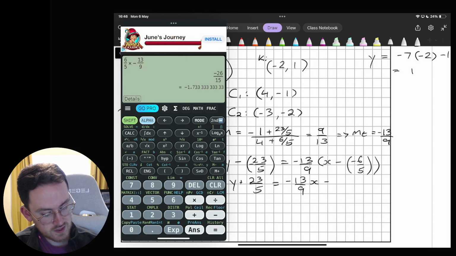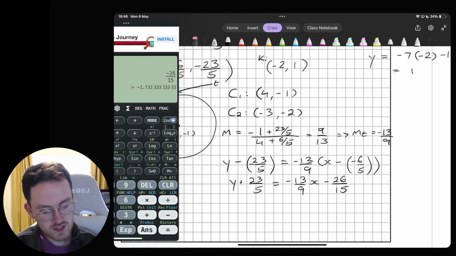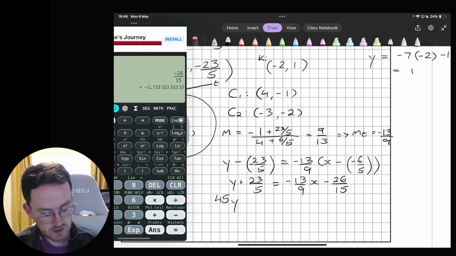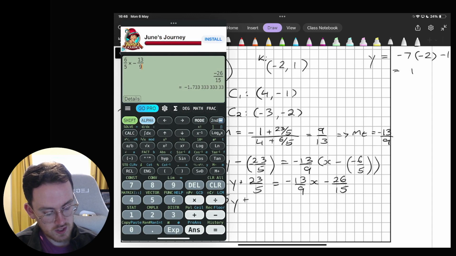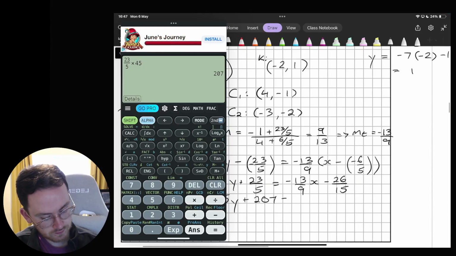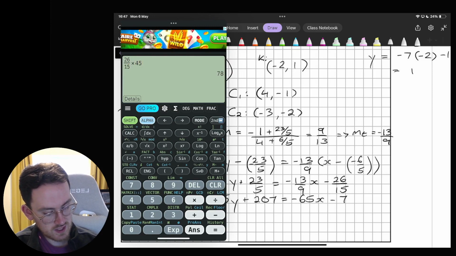It's going to give me minus 26 over 15 here. Minus 26 over 15. Okay, I'm going to multiply across by 45, the common denominator here for these ones. So 23 over 5 multiplied by 45 gives me 207. The minus 13 over 9 multiplied by 45 is going to give me minus 65. And the 26 over 15 multiplied by 45 gives me 78.